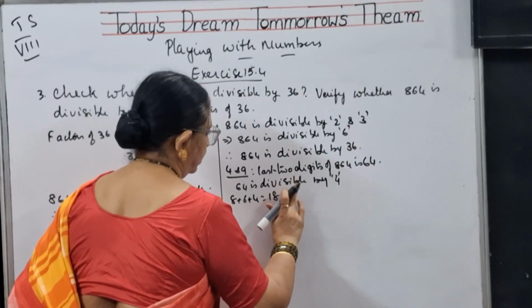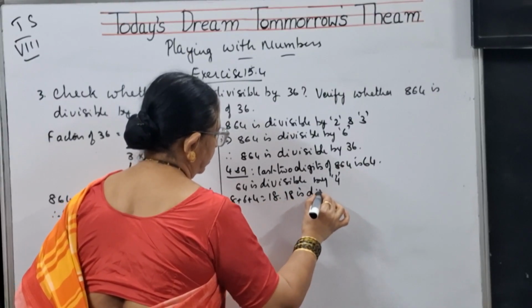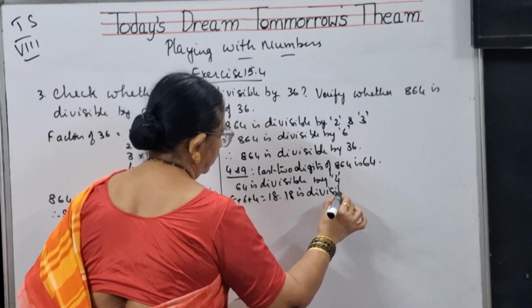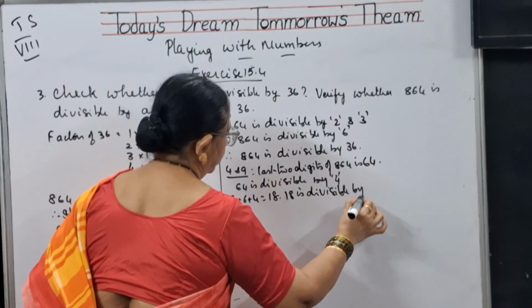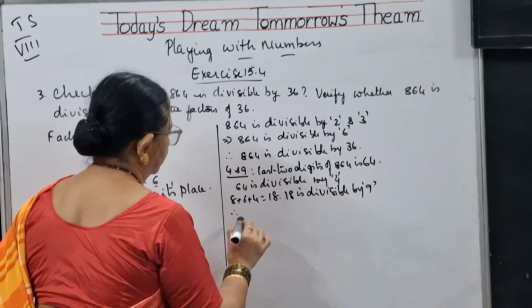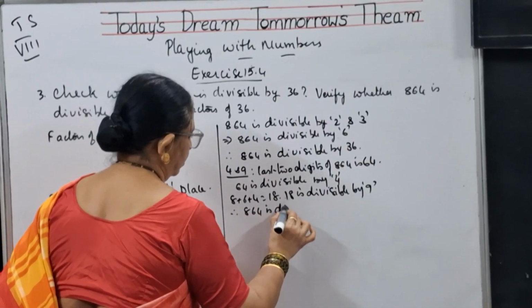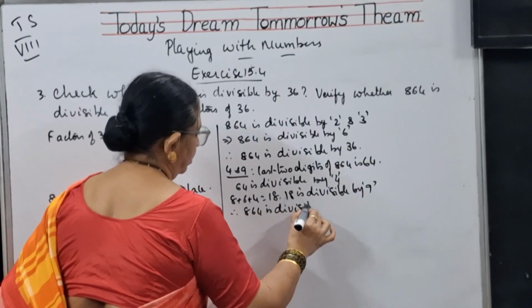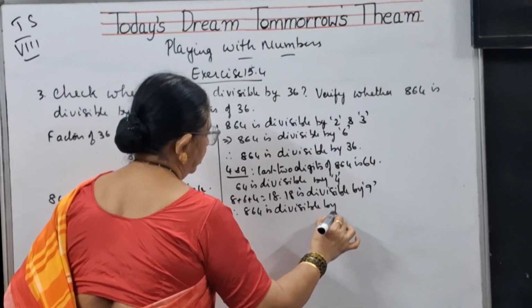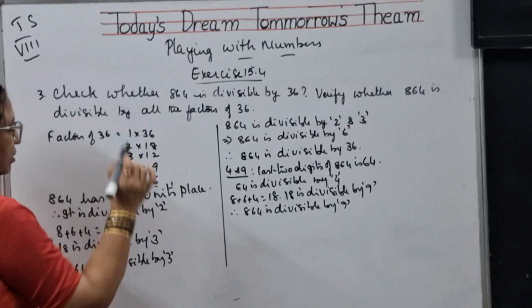And 18 is divisible by 9. Therefore, what you can say, 864 is divisible by 9. So, this I have completed.